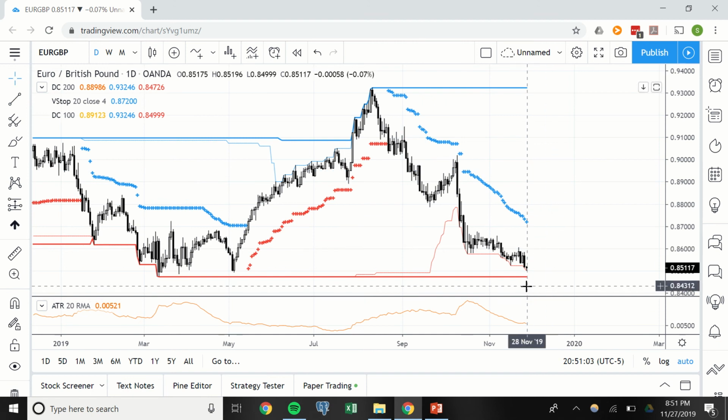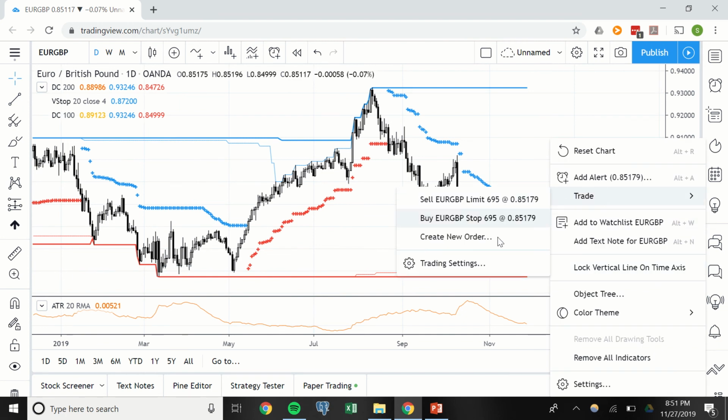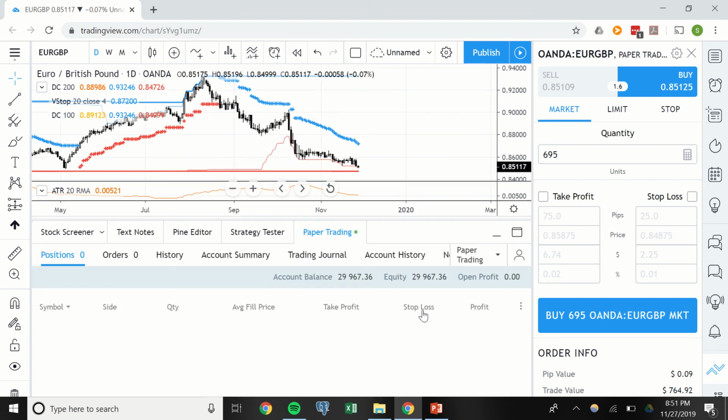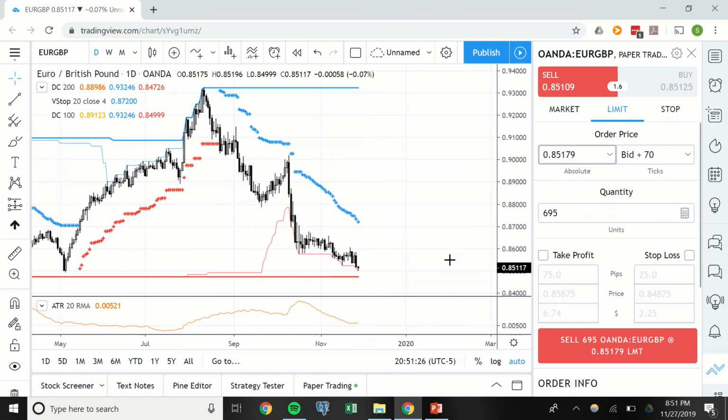So for the sake of this, we'll act like this was a new 200-day high. We would get short, and I just have a demo account here, paper trading through TradingView for this example. Let's say we were going to put in a sell limit order for the close of this day. 0.85117 would be the exchange rate that we'd want to put it in at.